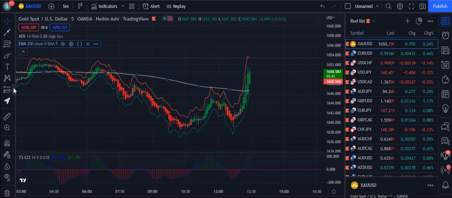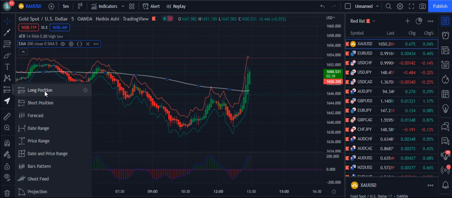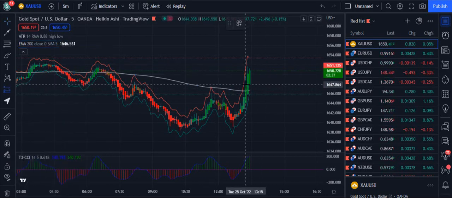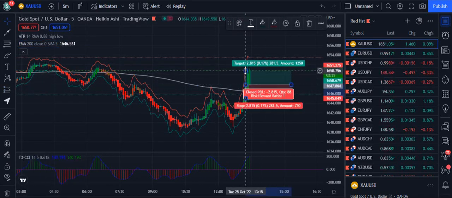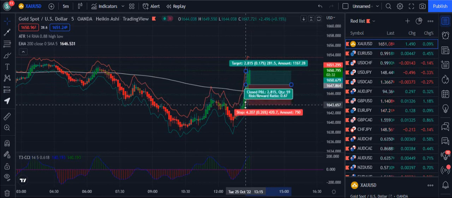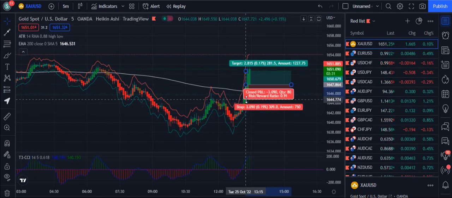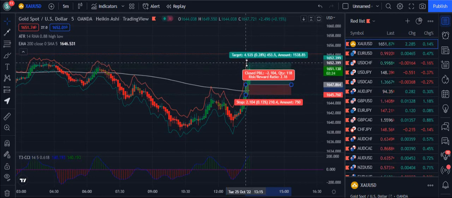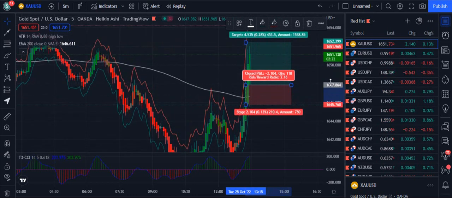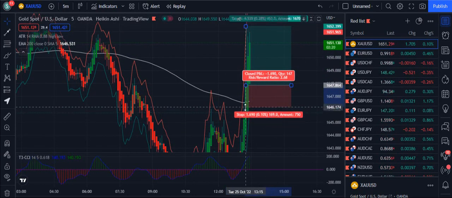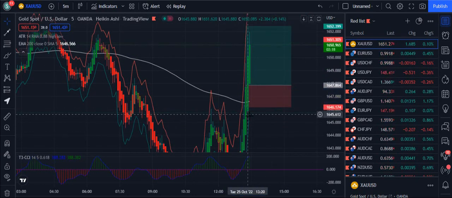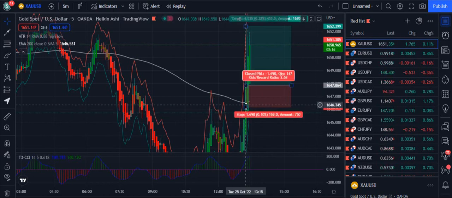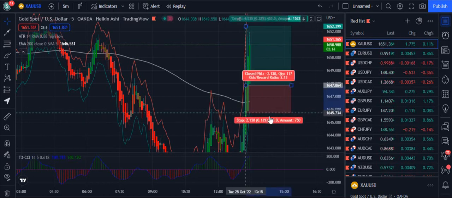Now what I am going to do here is take a long position. I will take a trade from here. I will be setting up my stop loss just below the 200 EMA, or you can also set up a stop loss at the ATR value that we have in our indicator. You can see the ATR values are here, so you can set up a stop loss up to the ATR line.